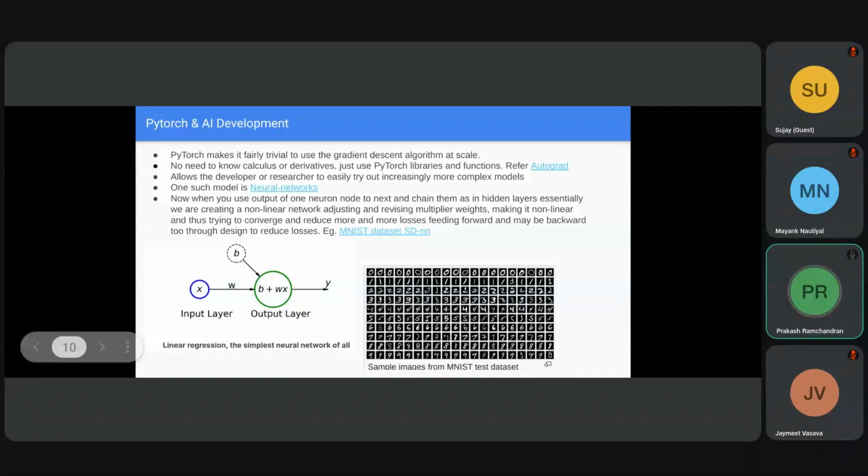So PyTorch makes it fairly trivial, meaning easy, to calculate gradient descent at scale. At scale means it can be millions and billions of inputs and parameters. No need to know what the derivative is. PyTorch does all that. The library has autograd, and autograd will automatically compute the partial gradients. Why partial? Because you have to differentiate with respect to one variable at a time: y with respect to x1, y with respect to x2, y with respect to x3.